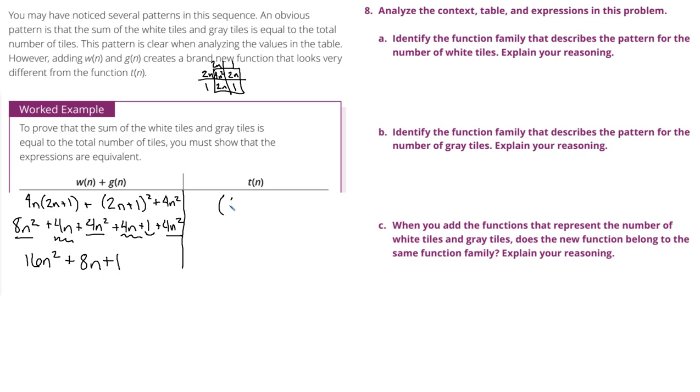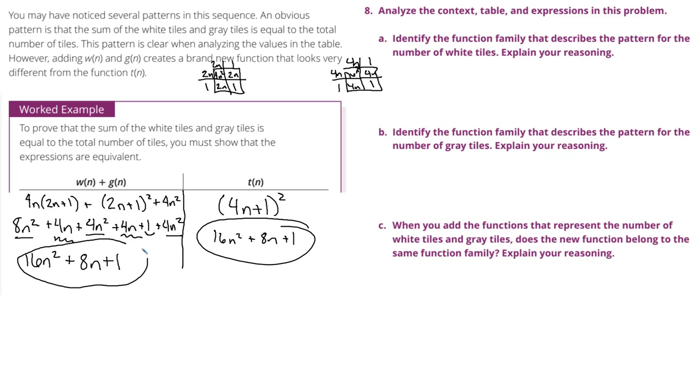Now for our total, we had 4n plus 1 squared. So this means I'm going to go to that chart, the box, and do 4n and 1, and fill it in. 16n squared, 4n, 4n, and 1. So that gives me 16n squared plus 8n plus 1. So these are equivalent.